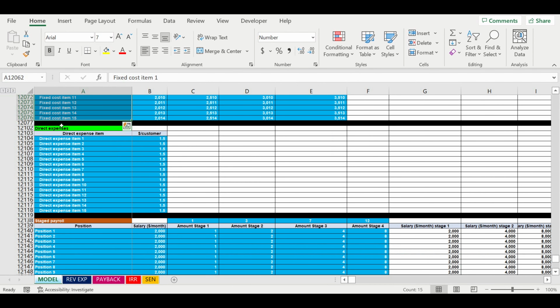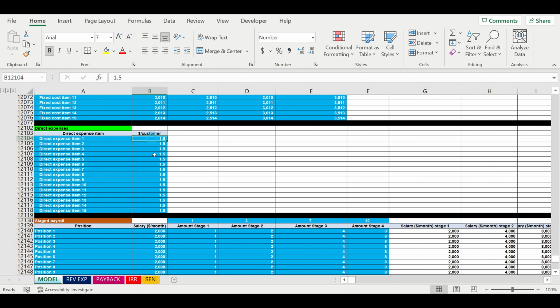Then we may have some direct expenses depending on how many customers, not only new but the current amount of customers that we have at a specific moment. So here we can specify the direct expense items and how much we spend on each current customer at any moment.